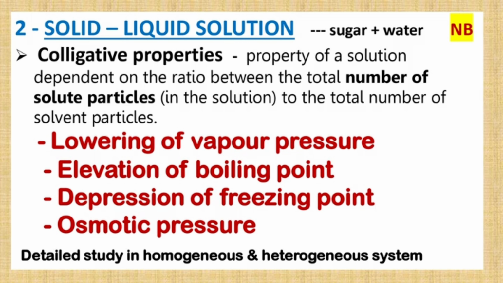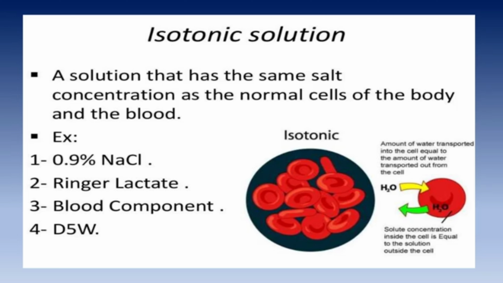Colligative properties means properties of a solution that depend on the ratio between the total number of solute particles in the solution and the total number of solvent particles. Four types mainly: lowering of vapor pressure, elevation of boiling point, depression of freezing point, and osmotic pressure. Then the next slide, isotonic solution. What is an isotonic solution? Everybody knows, the concentration is equal to the blood. That is called an isotonic solution.